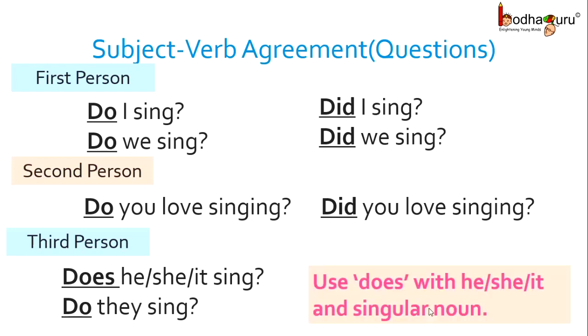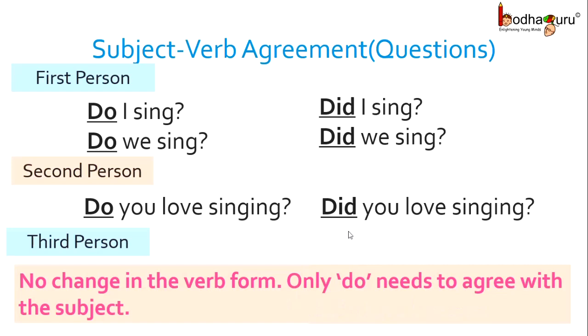What do we see here? We see that does is used with he, she, it and singular noun for framing questions. So we can say, does Rita sing? So remember, while framing questions, there is no change in the verb form. Only do needs to agree with the subject.